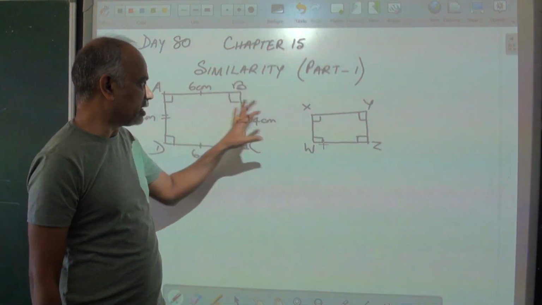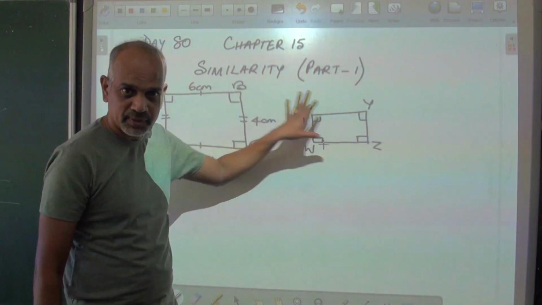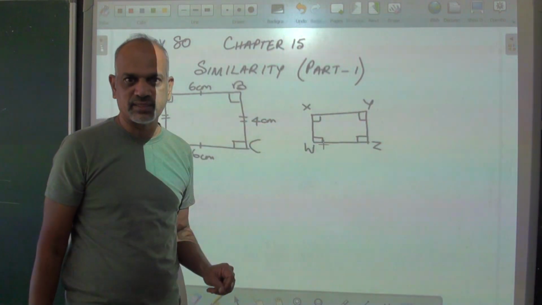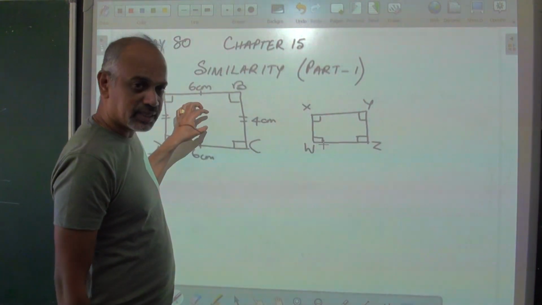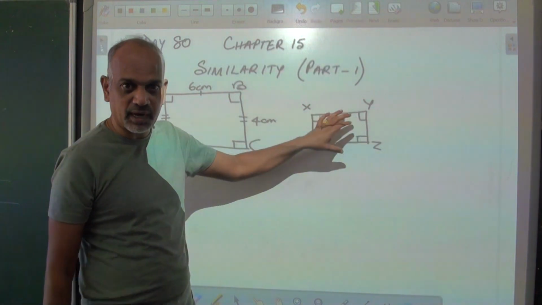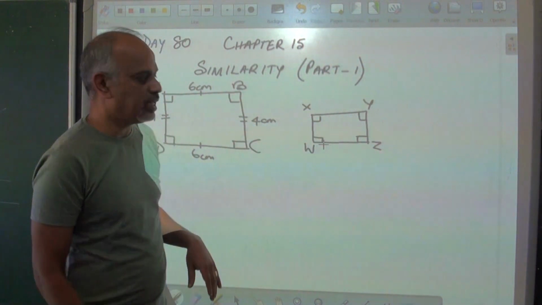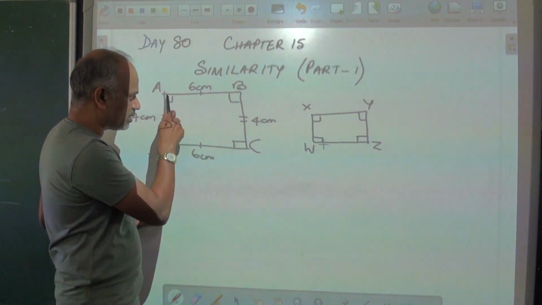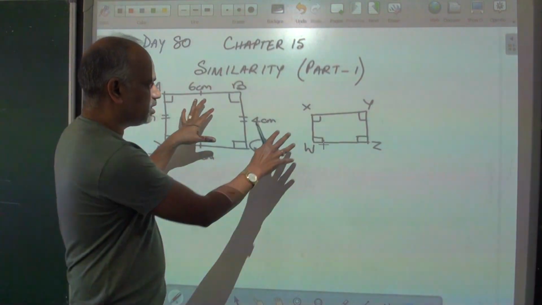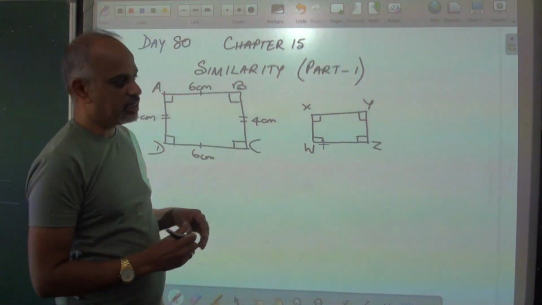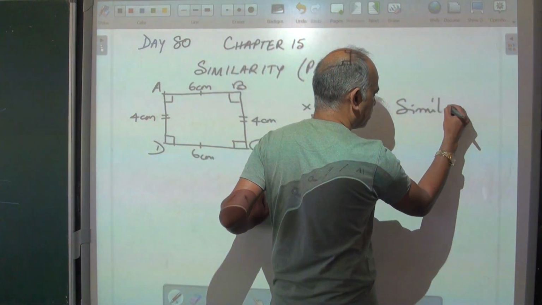So for similarity, you have to see the shape. Okay? Don't worry about the size. One can be big and the other one can be small. First thing that you have to check is whether the shapes are same. Both of them are rectangles, so shapes are same. And if their vertex angles are same, all are 90 degrees, here also all are 90 degrees, then these two figures are said to be similar. Okay? These are called similar figures.